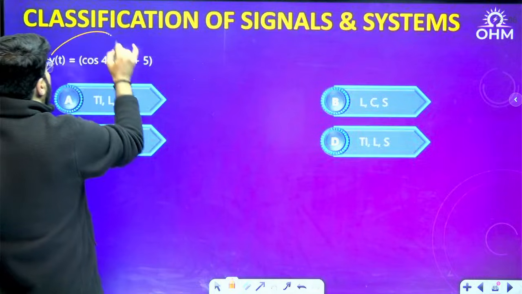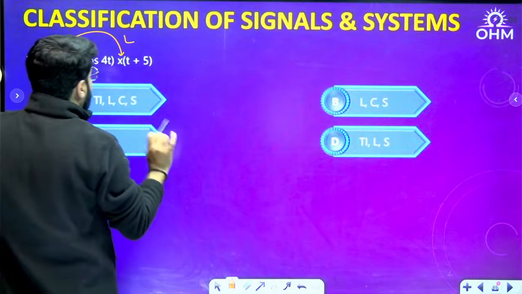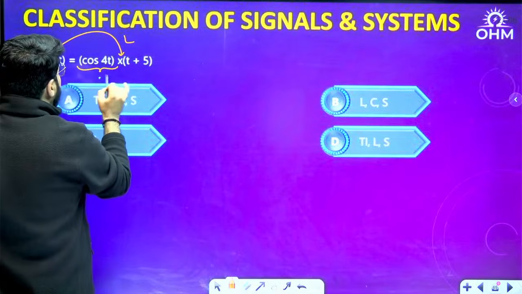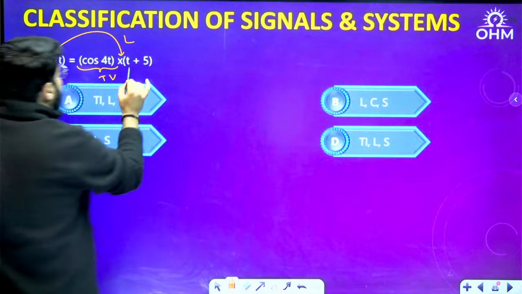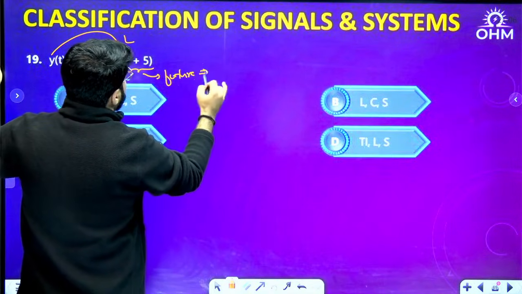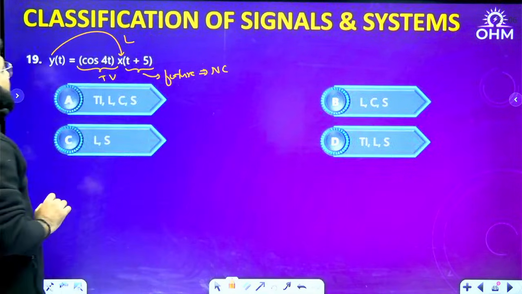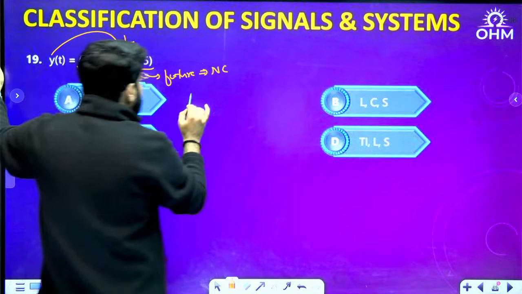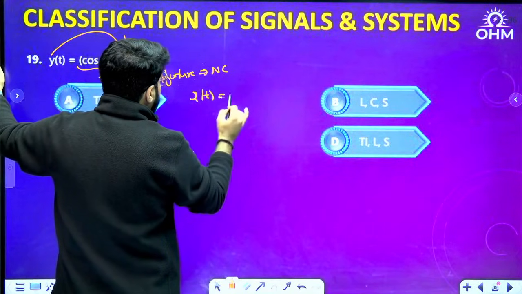y depends on x to the power 1, linear. A separate function of time, time variant. t plus 5, future, non-causal.